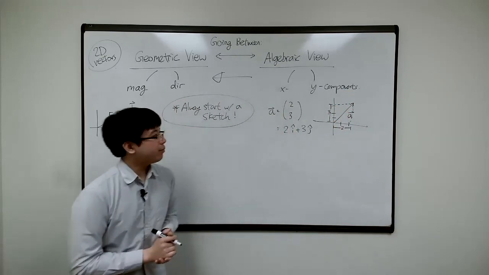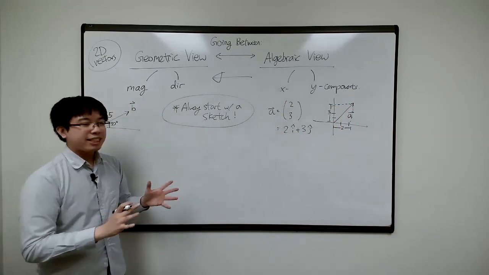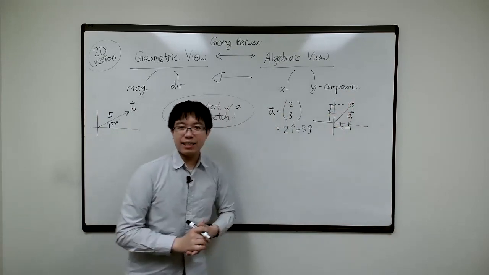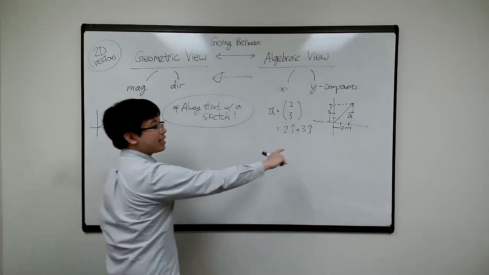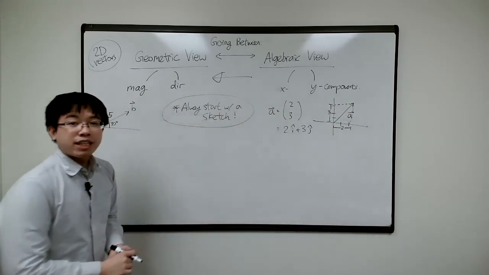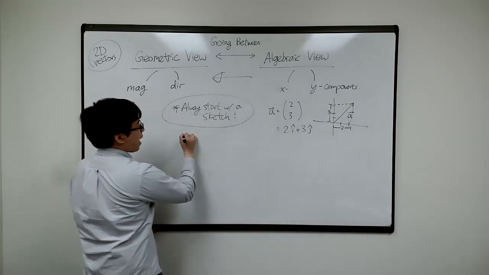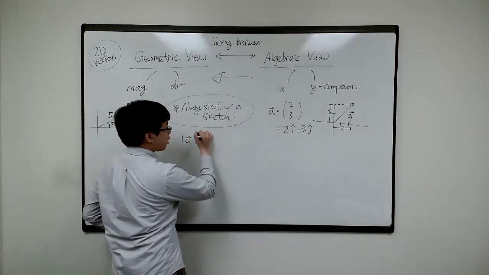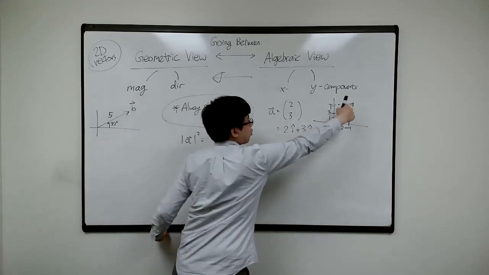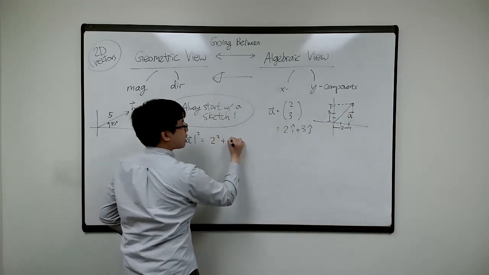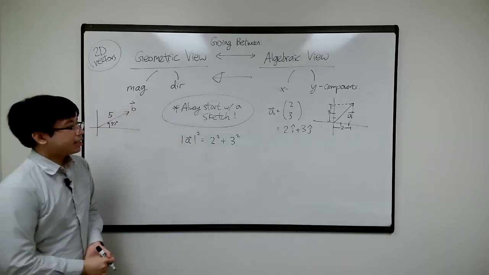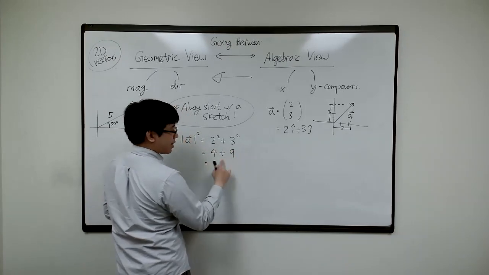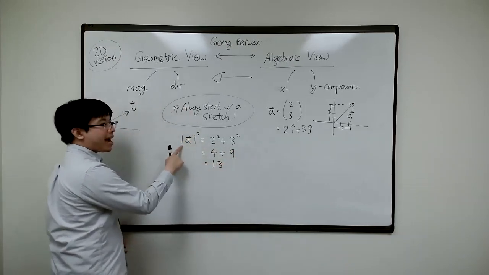From trigonometry, if you remember the Pythagoras theorem, it will tell you the hypotenuse, the longest side, is basically the sum of squares of the other 2 sides. So the magnitude of A, remember this notation, or the square of that, is 2 squared plus 3 squared. What's 2 squared plus 3 squared? Well, that's 4 plus 9, that's 13.